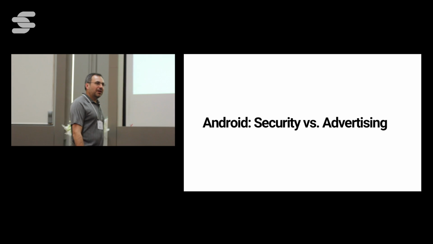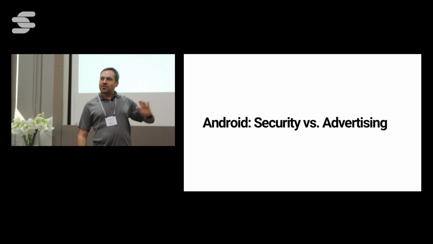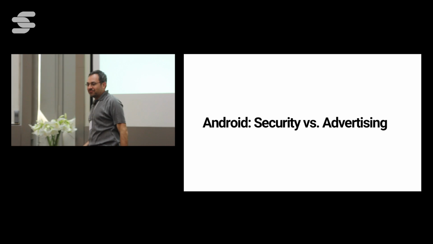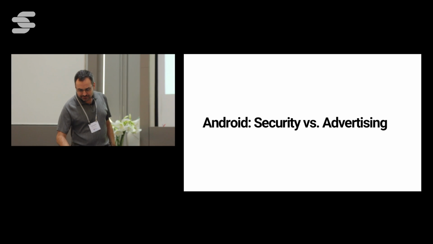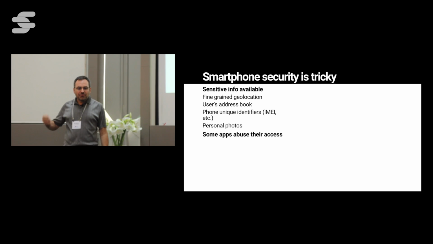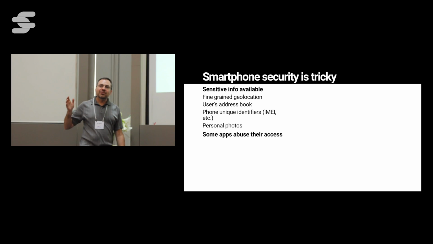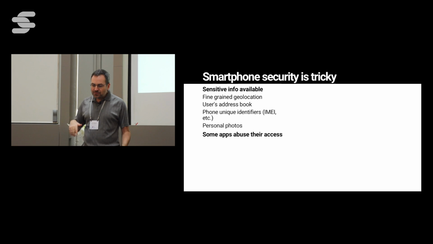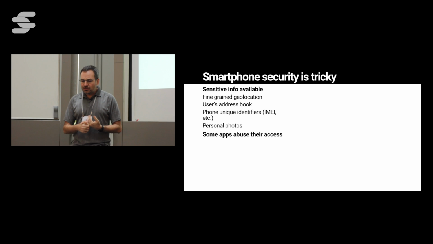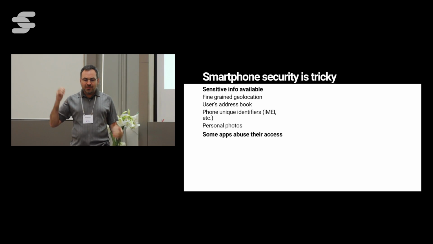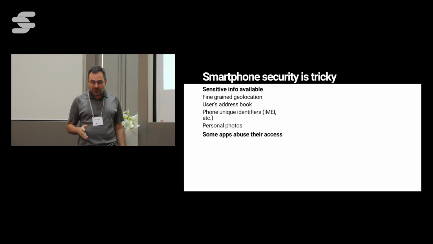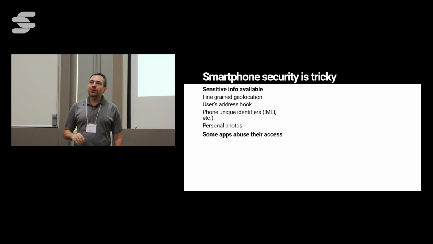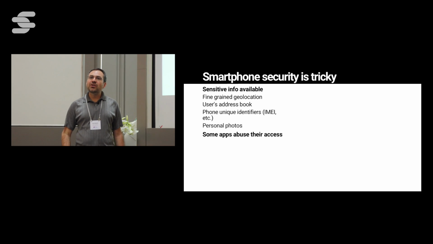So I want to talk about Android security versus advertising. This will make sense. So we have all of this amazing information that's available in a smartphone, any smartphone. Geolocation, address book, various unique identifiers, Ethernet MAC address, IMEI number, your personal photos. And we have a long history of apps abusing your trust in them.